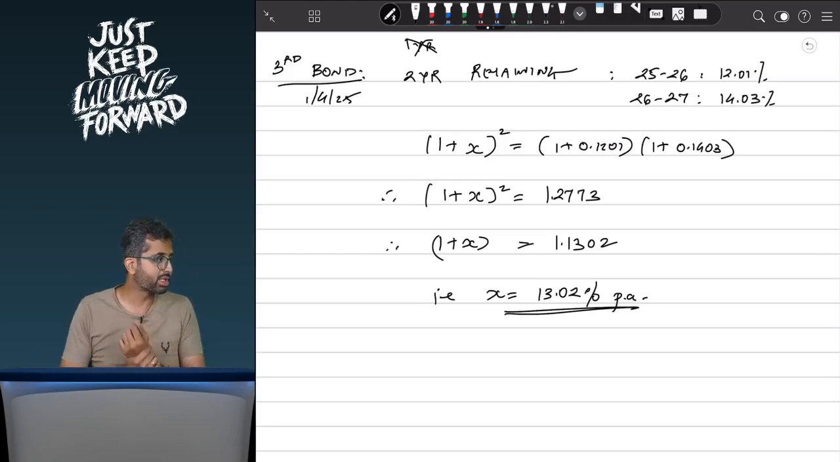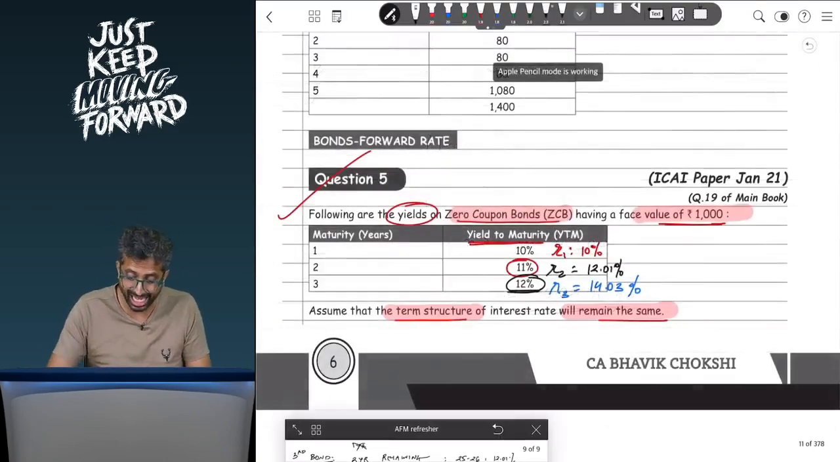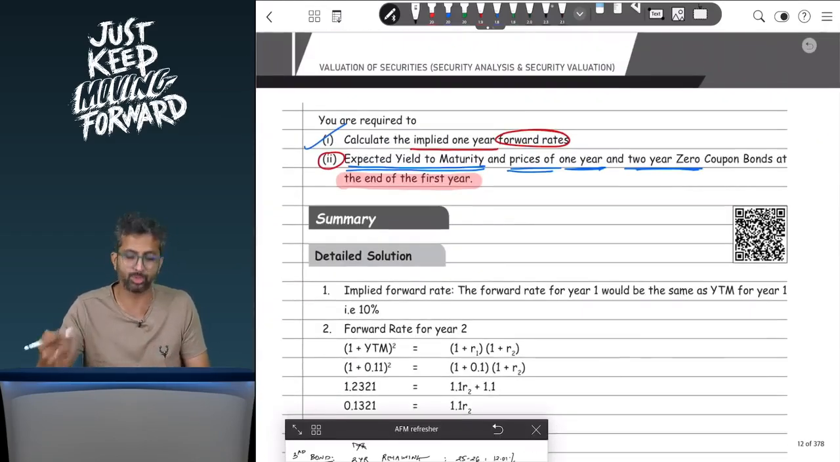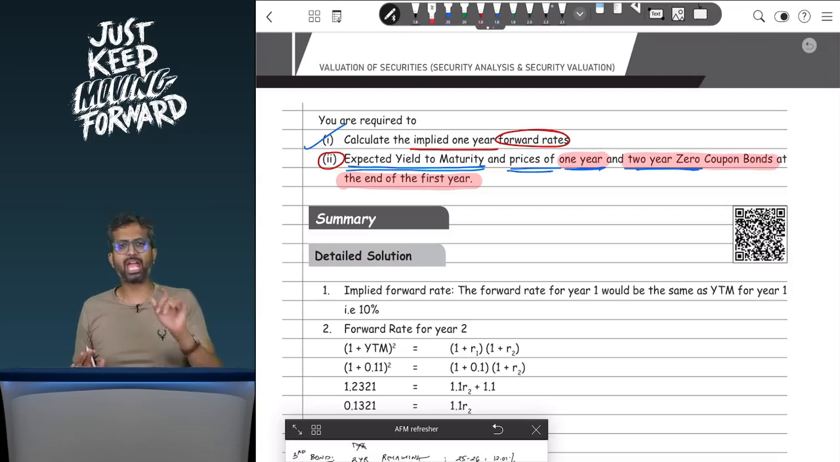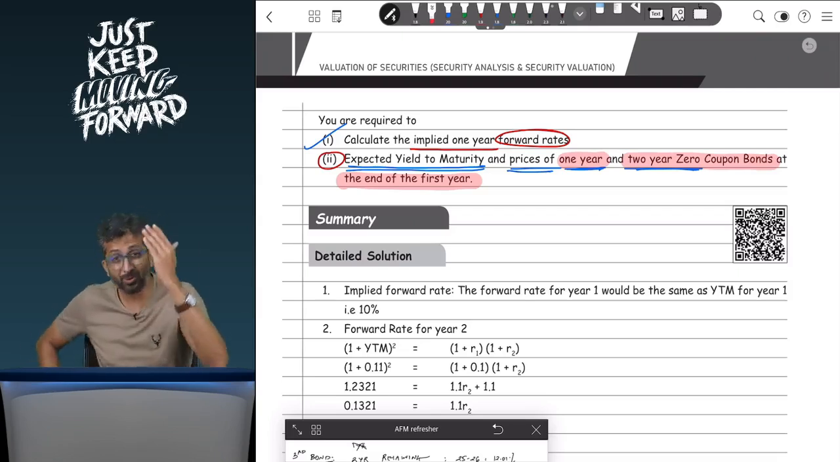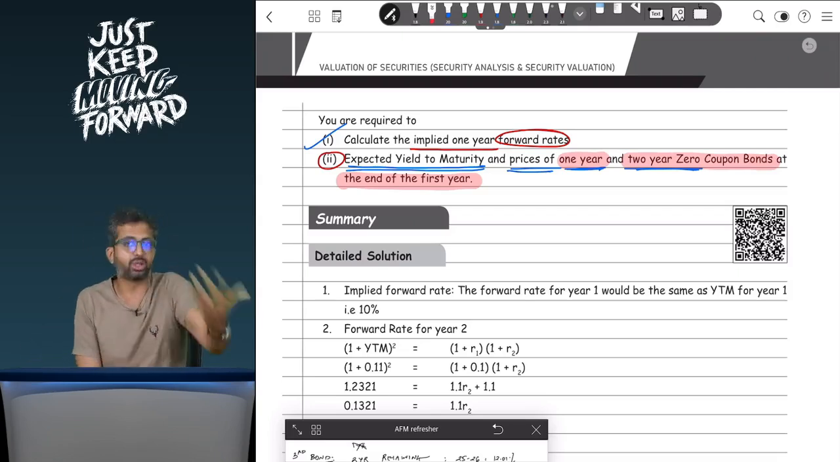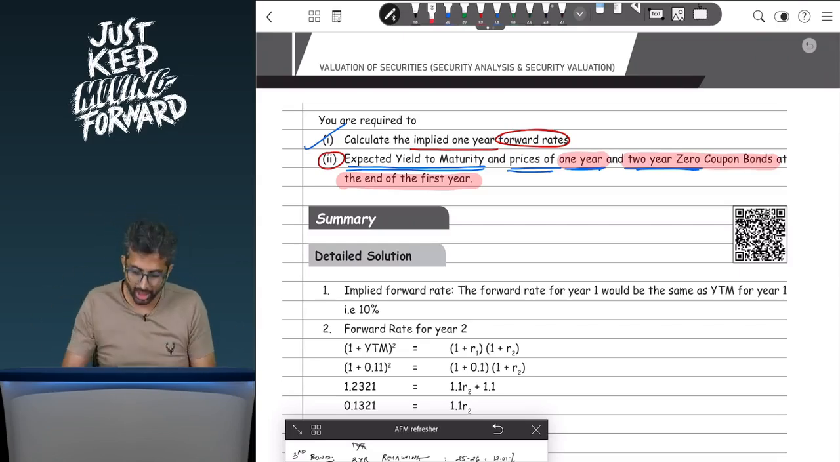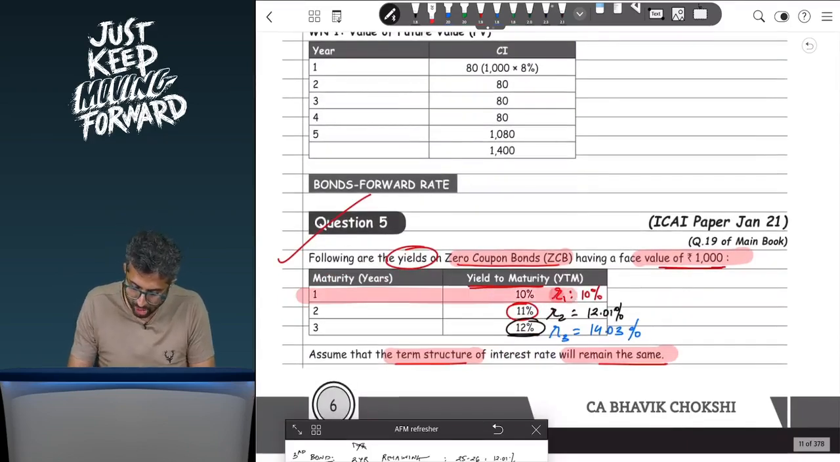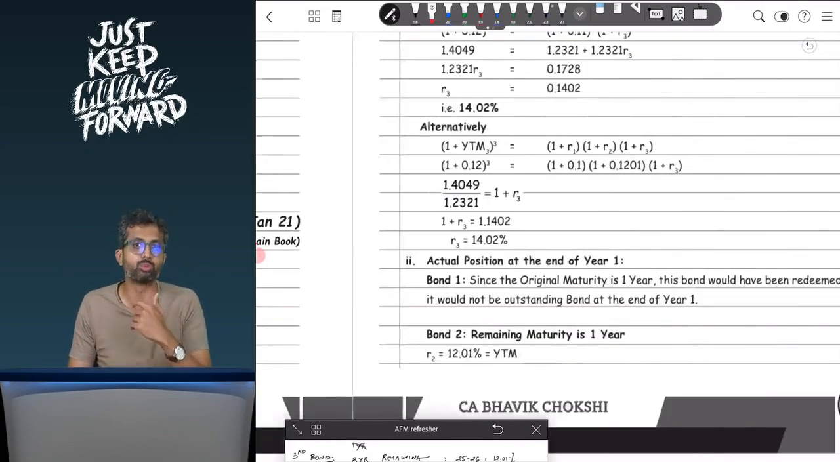The question is asking for the bonds at the end of year 1. They are not asking you specifically for the bonds. They are asking you the expected yield to maturity of a 1 year and a 2 year zero coupon bond at the end of the first year. At the end of the first year, the first bond is not there, so there's no question of yield or price. The other two bonds still remain. So the first bond has matured at the end of the first year. The remaining bonds are these two bonds only, and hence whatever is asked is for these two bonds only.